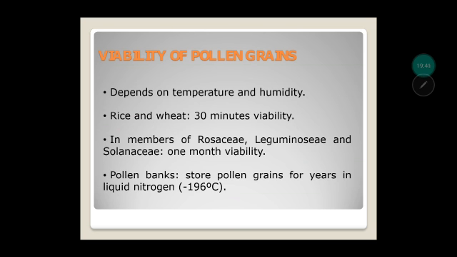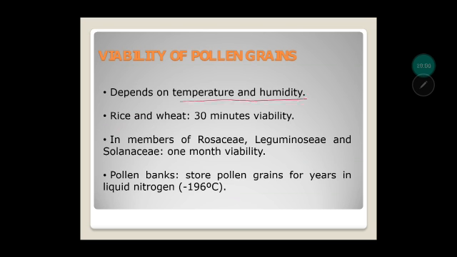Now, what is the viability of pollen grain? Viability means till what time the pollen grain is viable. Viable means living. See, pollen grains are falling off from the plant, so till what time will they be in the living form? It depends on the temperature and humidity.